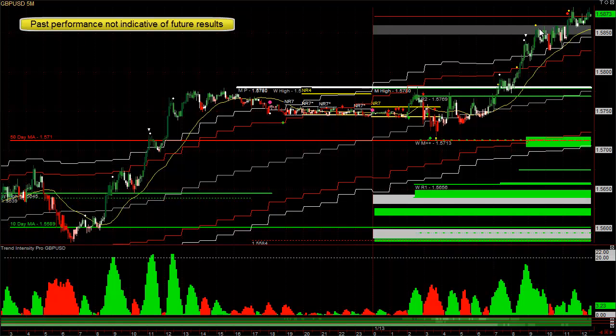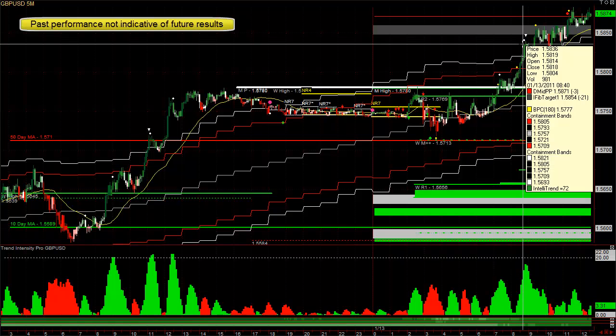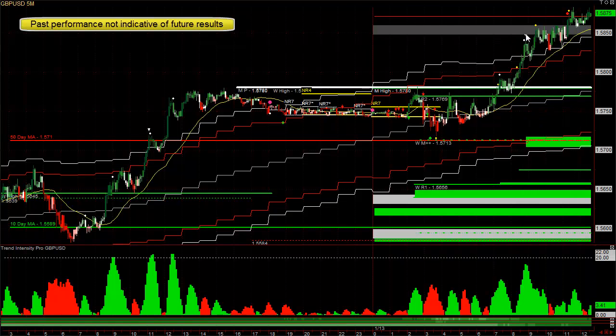And here's our Fibonacci profit target, which pretty much nailed the price. This one wasn't as strong as the euro dollar, so you might have got out of the trade somewhere up here, right near there. I would have probably exited right here with the trend reversal sell signals.